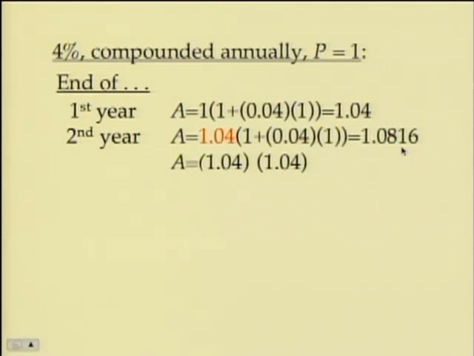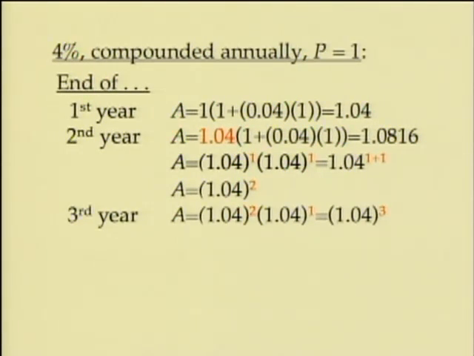But here's what's happening. This is where exponent rules come in. The original 1.04 is raised to the first power. You've got another 1.04 raised to the first power. 1 plus 1 is 2. So your new exponent is 2. Okay, that's the first exponent rule we looked at. Do it the third year. Again, I raise it, so it raises the exponent by 1. And you keep doing this, and at the end of the t-th year, you've got 1.04 to the t power.